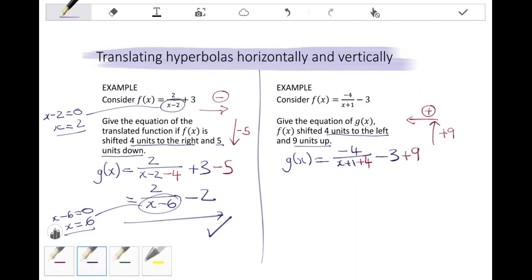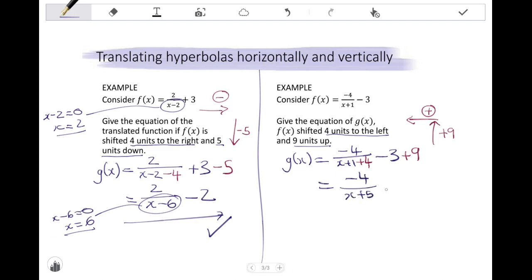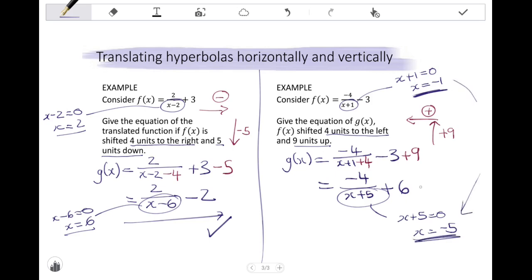Simplifying this, I'm left with negative 4 over x plus 5 plus 6. Again, let's check the asymptotes. x plus 1 equals 0, solve for x, so I have a vertical asymptote of x equals negative 1. This vertical asymptote is x equals negative 5. So from negative 1 to negative 5, I have shifted 4 units to the left. So this is correct.